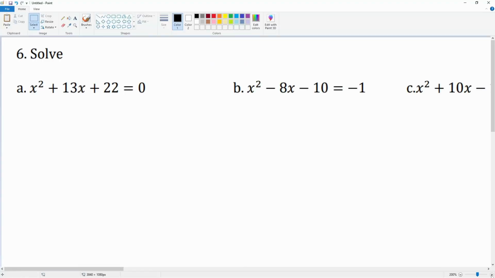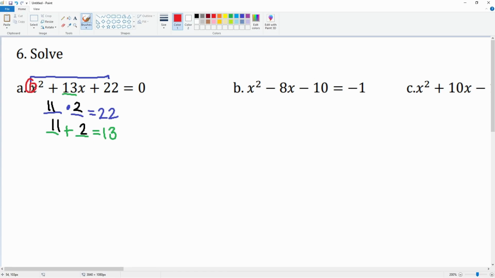Number 6 looks for us to just solve. Notice a, it's already equal to 0, so we can just factor. I want to find two numbers that multiply to make 22 and add up to this middle number of 13. Those numbers are probably 11 and 2. 11 times 2 is 22, 11 plus 2 is 13, perfect.